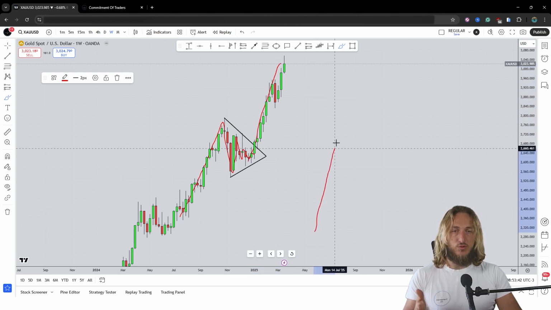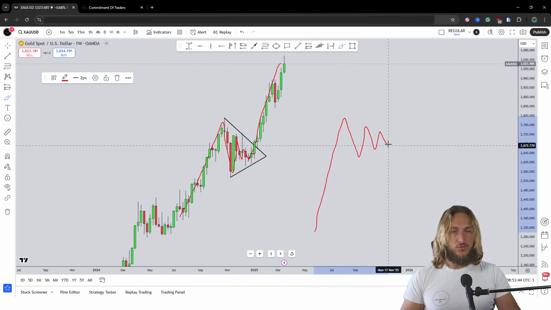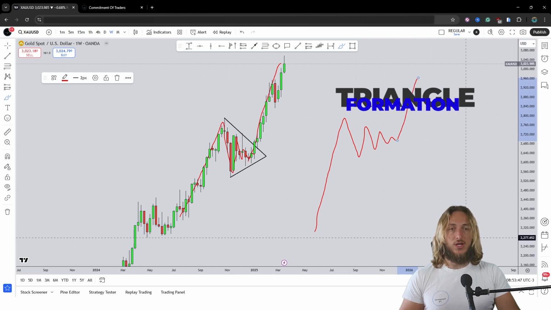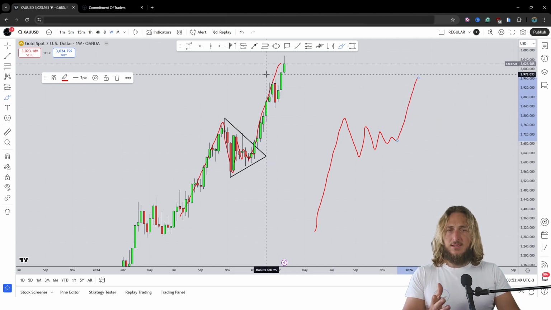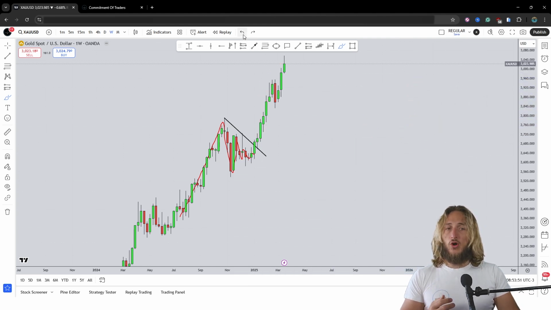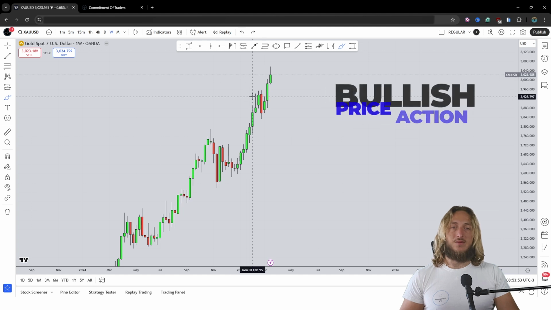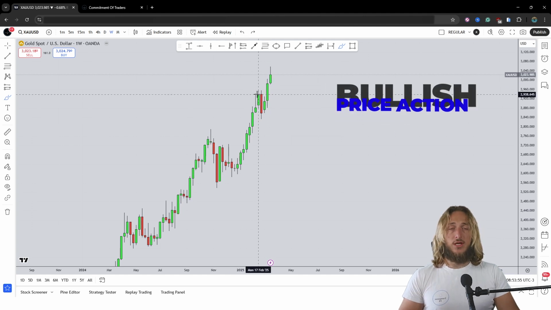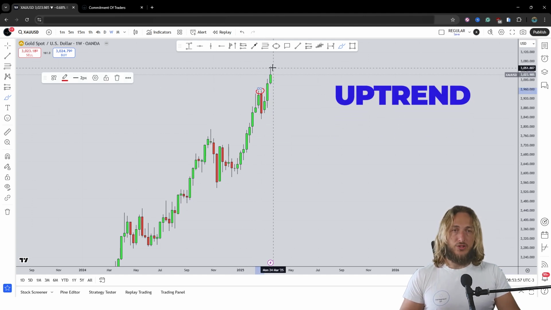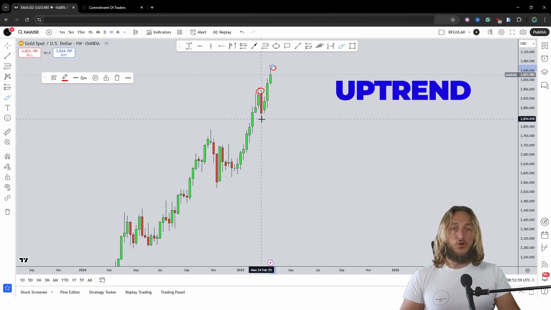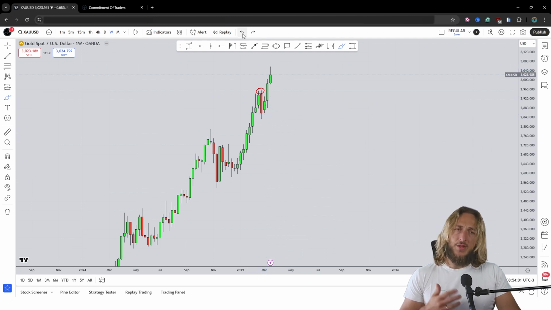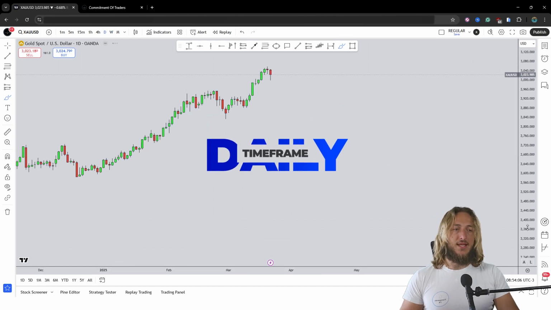We see that all the time. We see the impulse, then consolidation phase in the form of a triangle formation, and then breakout to the upside. And that is exactly what we're seeing here. So also the weekly time frame definitely seems quite bullish. Also on the weekly, we have an intact uptrend with the creation just now of a new higher high after this higher low, and everything looks quite bullish. So let's keep that in mind and drop down on the daily time frame.